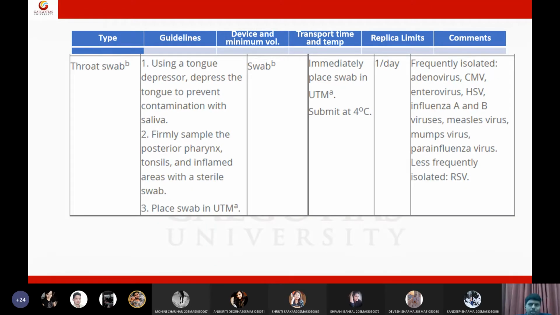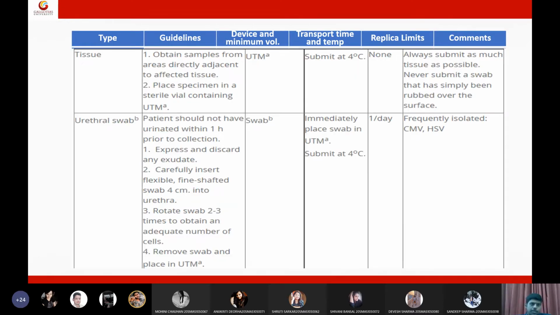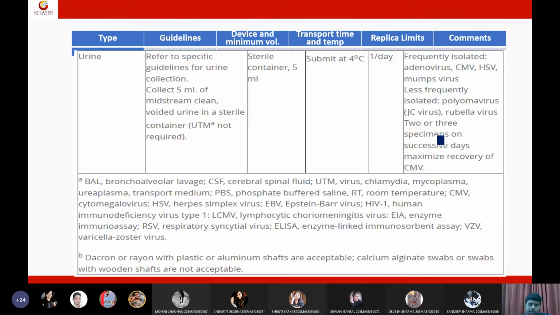Throat swab is performed for detection of adenovirus, CMV, HSV, influenza A and B. Okay. Then tissue biopsy is obtained for detection of the level of cancer caused by the virus. For that purpose, we will take tissue biopsy. Then urethral swabs are taken for detection of CMV and HSV, cytomegalovirus and herpes simplex virus. Then urine sample is for CMV and HSV again.